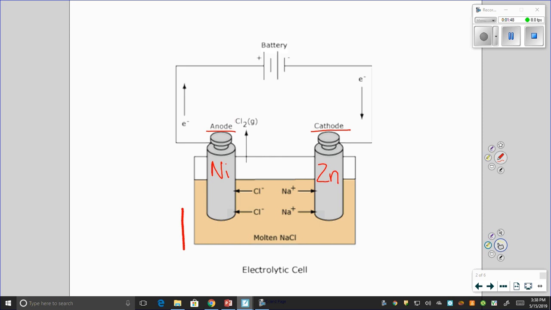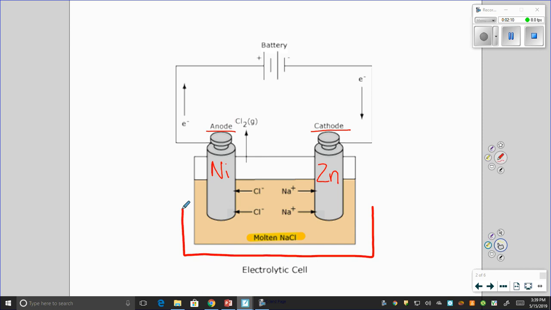You'll notice that we have a single cell. We don't have two separate cells that we're looking at. This single cell has one solution in it, and in this case, our solution is molten sodium chloride. This is actually how we can generate solid sodium and chlorine gas in a chemical system.